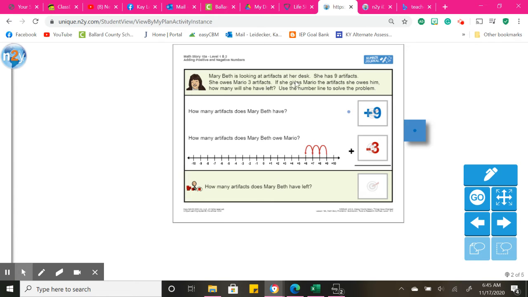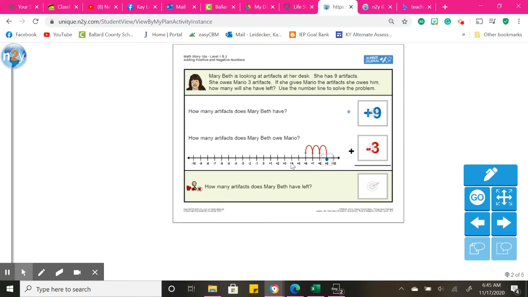Mary Beth is looking at artifacts at her desk. She has 9 artifacts. She owes Mario 3 artifacts. If she gives Mario the artifact she owes him, how many will she have left? Use the number line to solve the problem. How many artifacts does Mary have? So she starts with 9, so I'm going to find 9 on my number line.